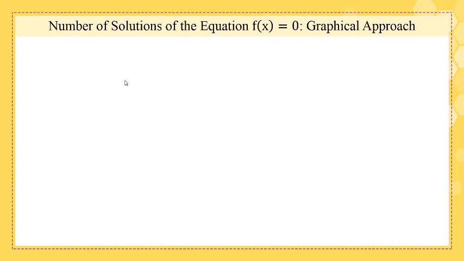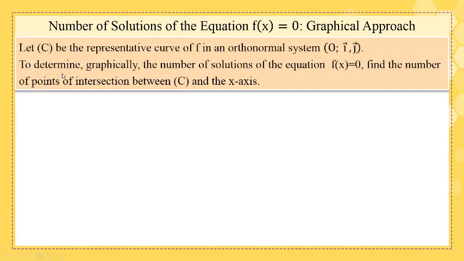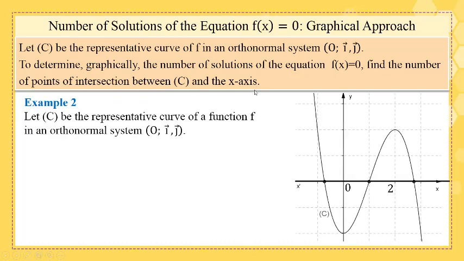Now we will start with the second objective in this video, which is the number of solutions of the equation f of x equals 0. We have two ways: graphically, or by using the table of variations of f. First way: to determine graphically the number of solutions of the equation f of x equals 0, find the number of points of intersection between C and the x-axis.